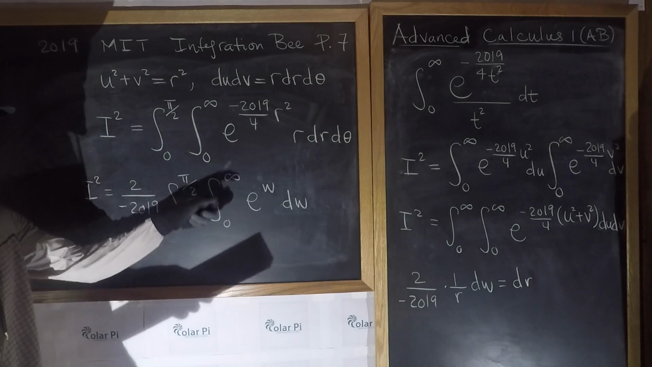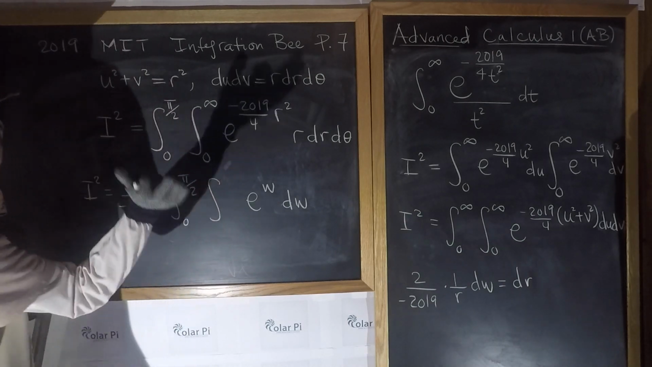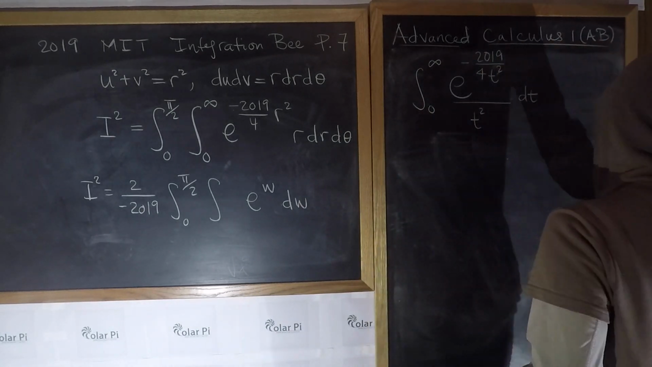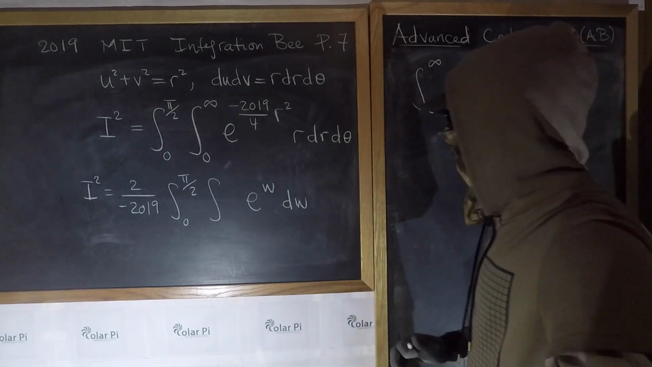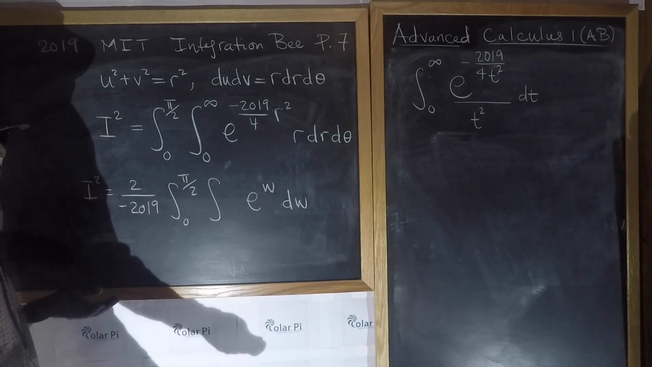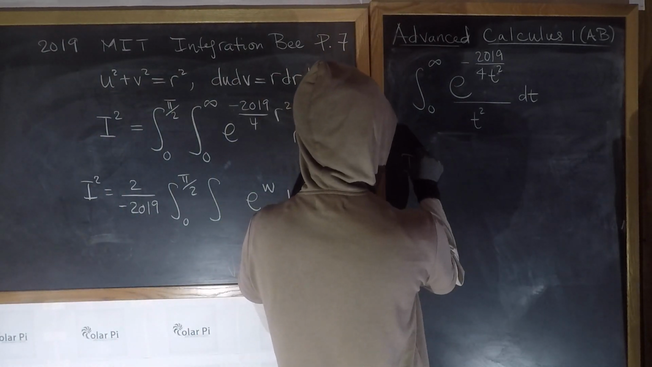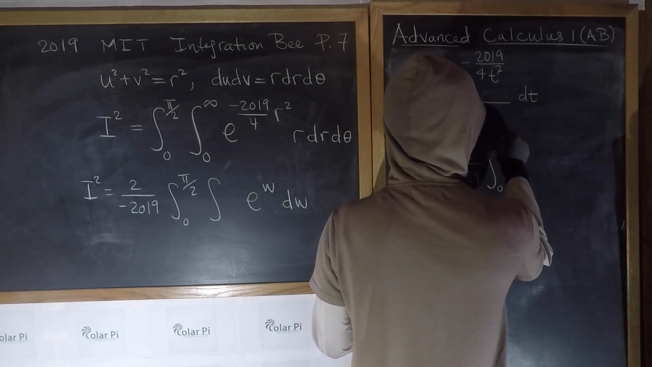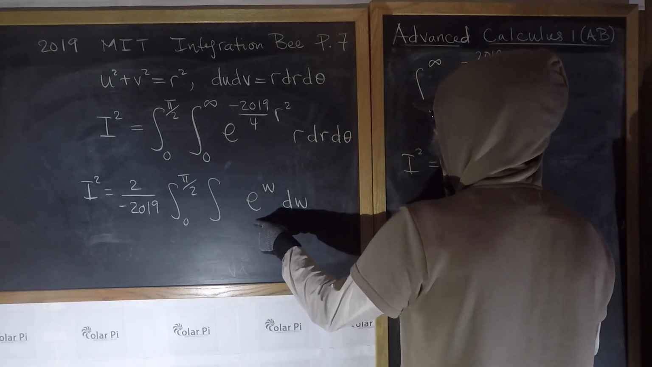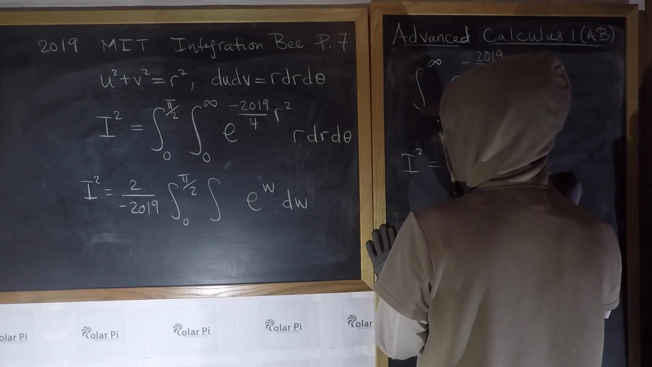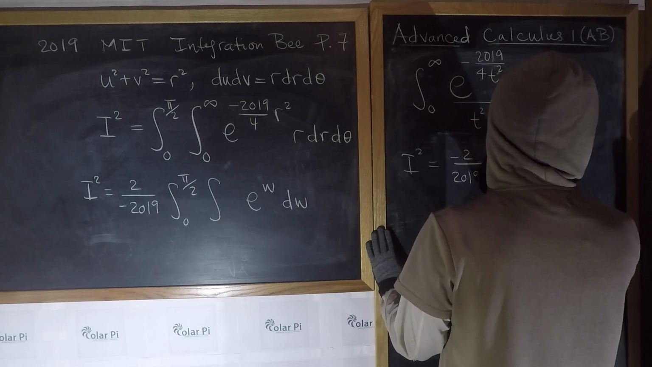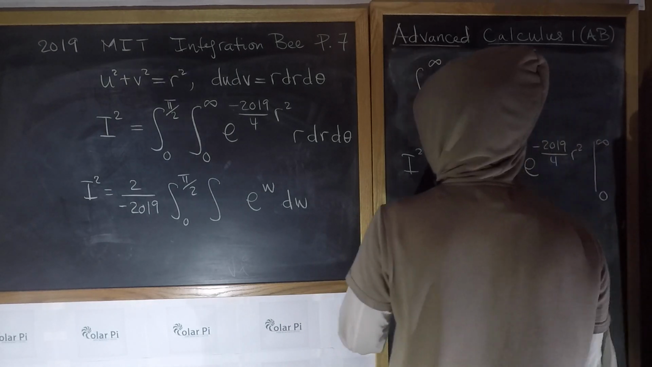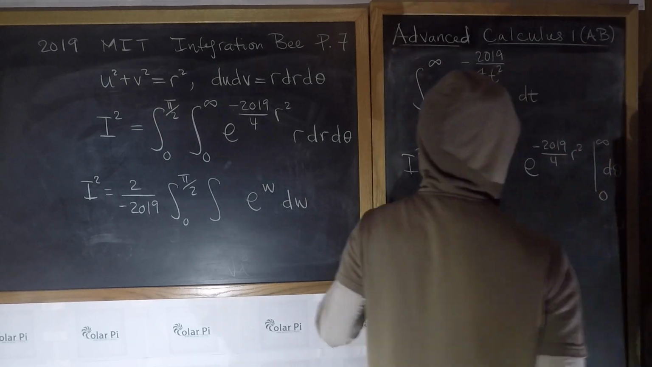And what about the limits of integration? Do they change for w? Well, we could abandon them for now until we get back to r. So I could just do this, then get back to r, and then evaluate from 0 to infinity. So what's the antiderivative of e to the w? It's just e to the w. So I squared is equal to negative 2 over 2019, and then 0 to pi over 2, of e to the negative 2019 over 4 r squared, which is what w was, evaluated from 0 to infinity, and of course then we have d theta, because the integral about theta is not done.